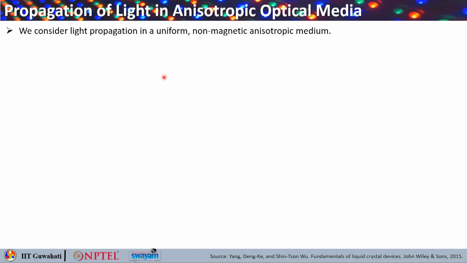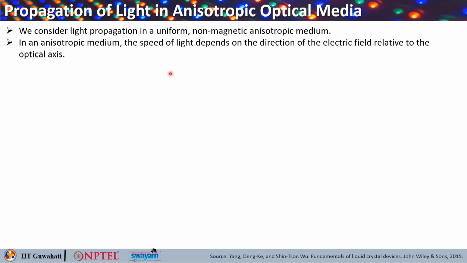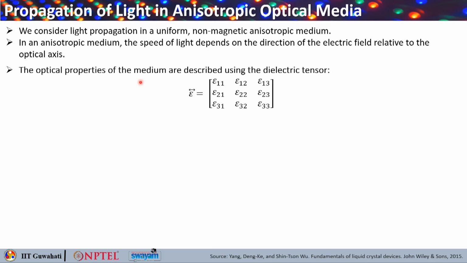So now let us look into the polarization of light in anisotropic optical media, and it is very relevant to the liquid crystals as well, okay. So here we consider light propagation in a uniform non-magnetic anisotropic medium. So in an anisotropic medium, the speed of light basically depends on the direction of the electric field relative to the optical axis of that media.